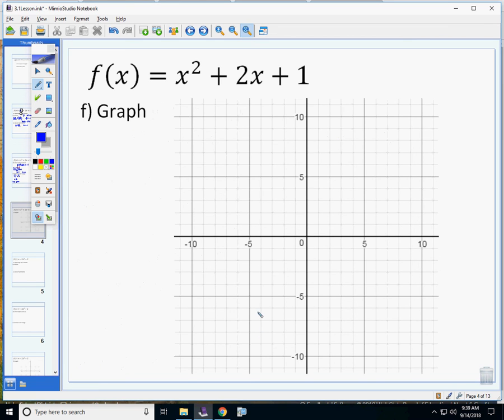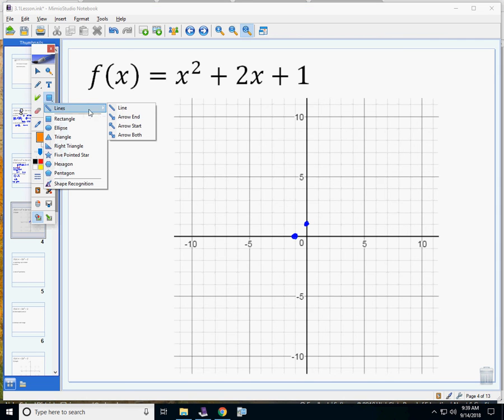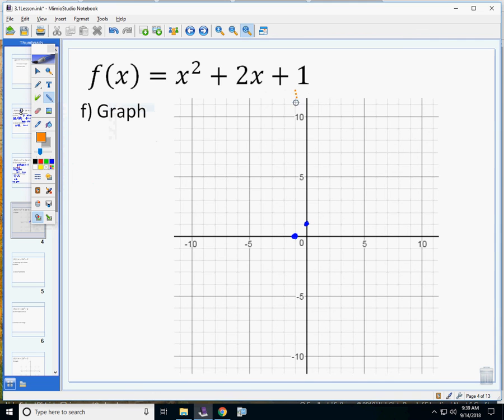Now to put it all together. We said the vertex was at negative 1, 0. We said that the y-intercept was at 1, so 0, 1. We had a line of symmetry going right down where x is negative 1. So with that line of symmetry, it means that this point here would reflect over to here. Now there's the beginning of our parabola.